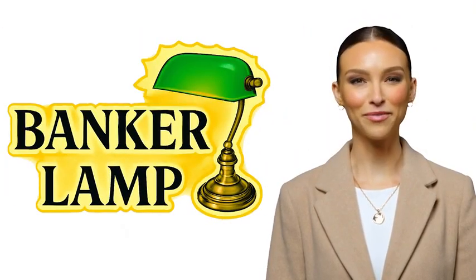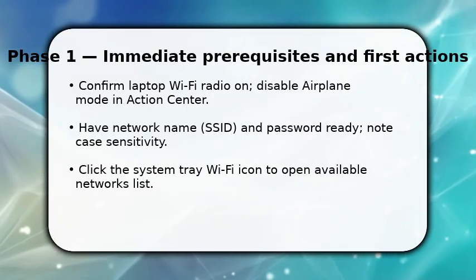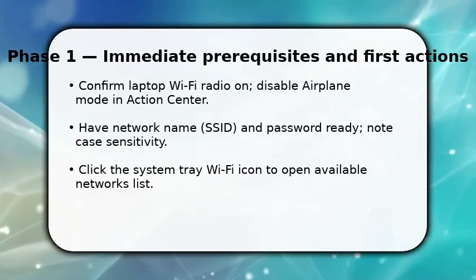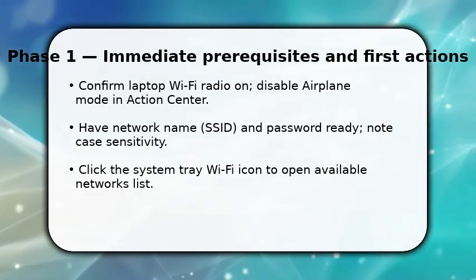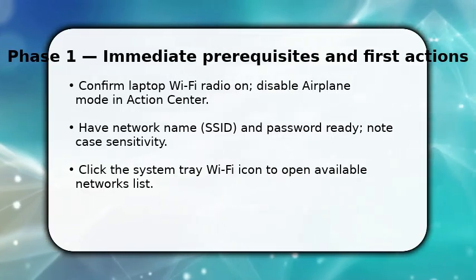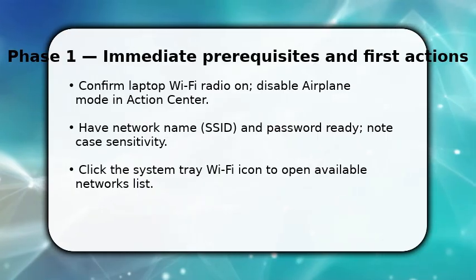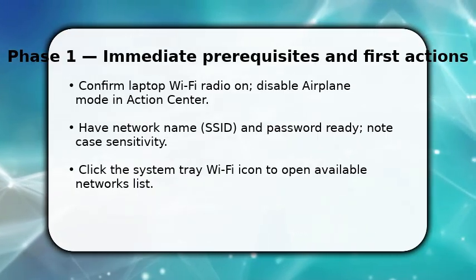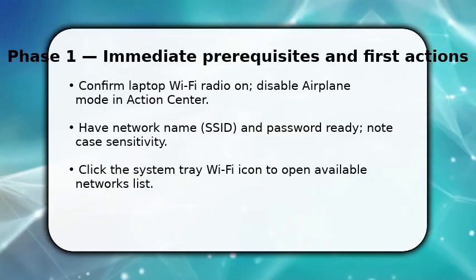Please enjoy the video. You start by making sure wireless hardware is active because a disabled radio prevents everything. Once done, open the Action Center and verify airplane mode is off and Wi-Fi is enabled. Next, locate the Wi-Fi icon in the lower right system tray and click it.